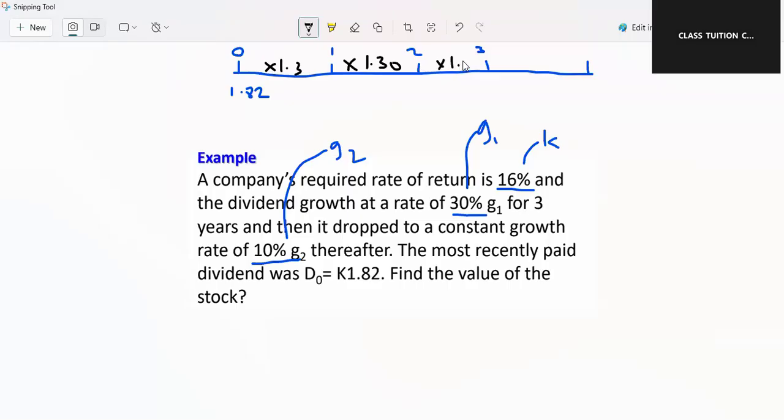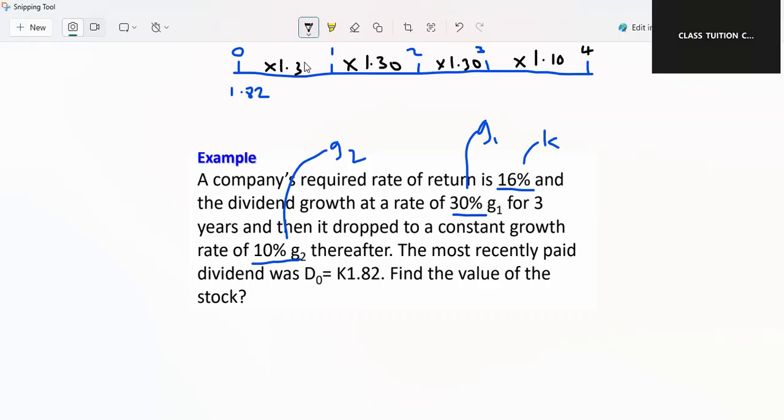But wait a minute, before it goes to year 4, it drops to what percentage? 10%. So what are we going to multiply to go to year 4? Melissa, what are we going to multiply to go to year 4, since it dropped to 10%? 1.1? Yes, 1.10. If it dropped to 4%, 1.04. So this is the easiest way of projecting the next growth.